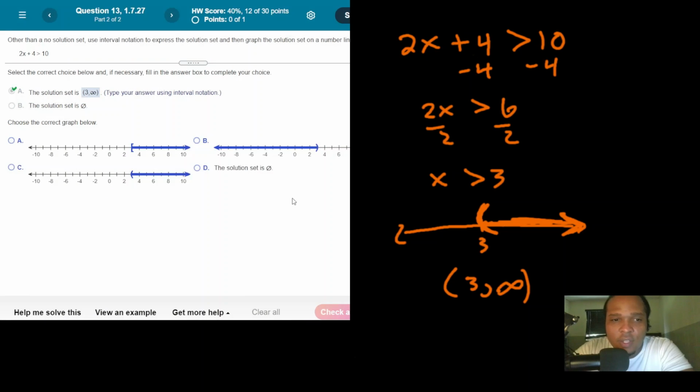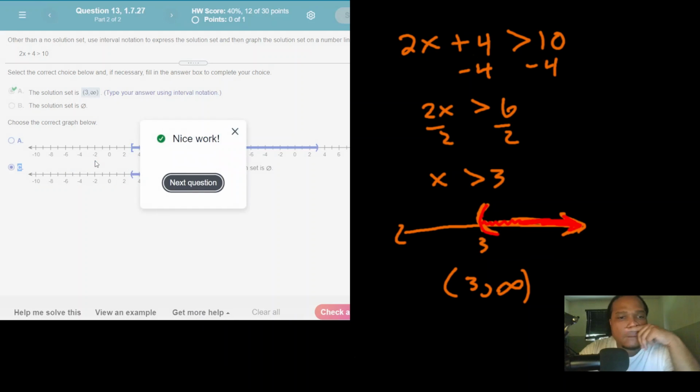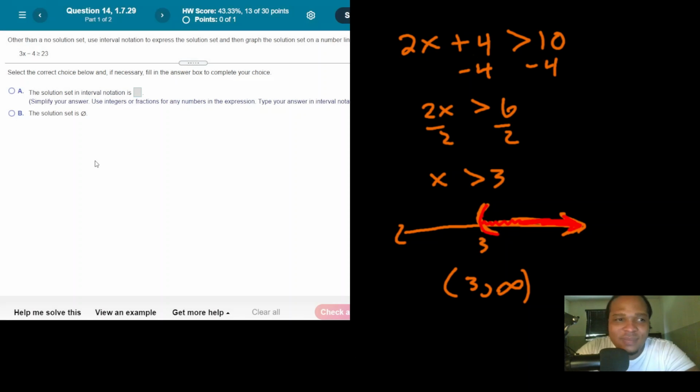Well done. Okay, so which one mostly resembles our line? Let's put it in red so you can see it easier. It goes from here all the way to here. So it starts at 3, goes to infinity. Looks like that's our guy. All right, nice work. That's it.